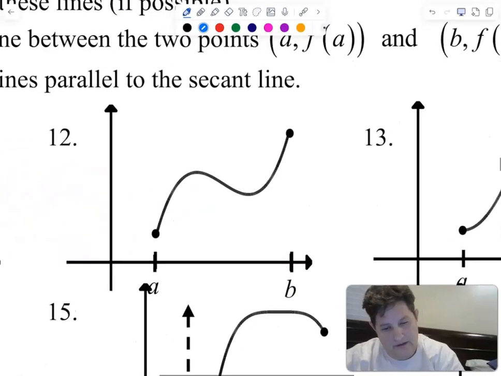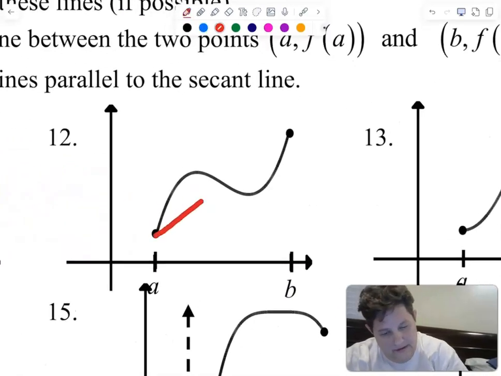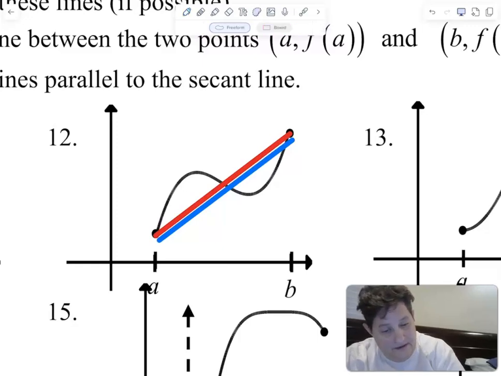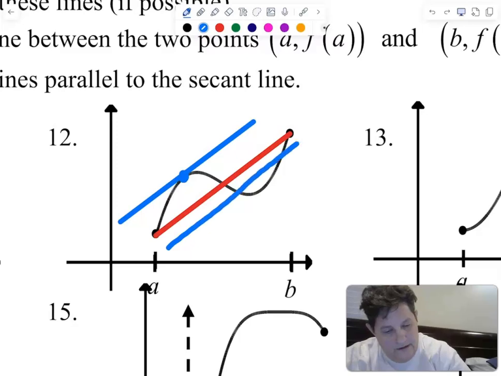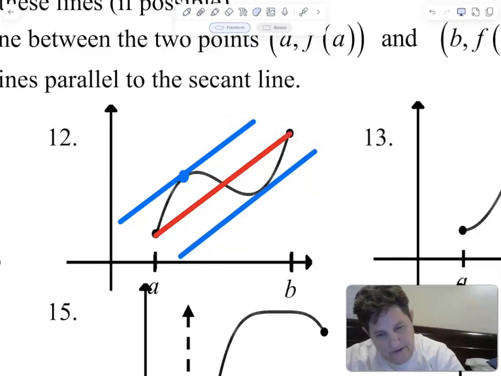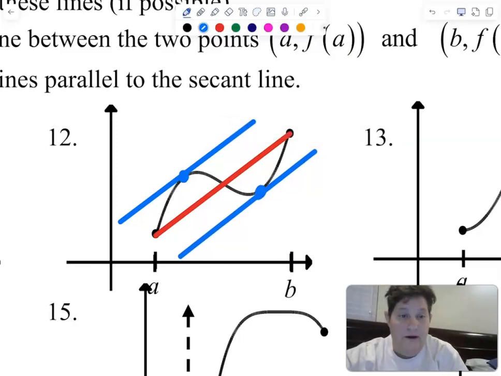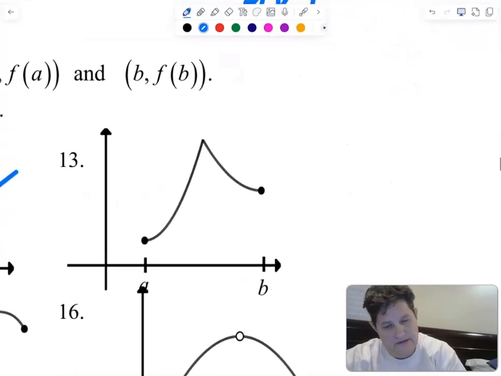All right, so let's do one over here. So here's my secant line. And then if I'm trying to find a tangent line that is exactly parallel to that, well, there's one right there, and then there's another one right here. There we go. That looks parallel. This one happens to have two points where the tangent line is parallel to the secant line.